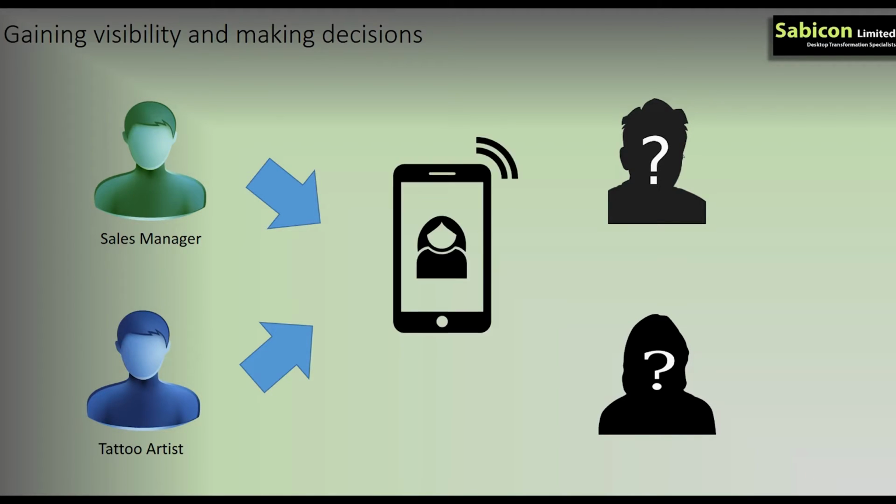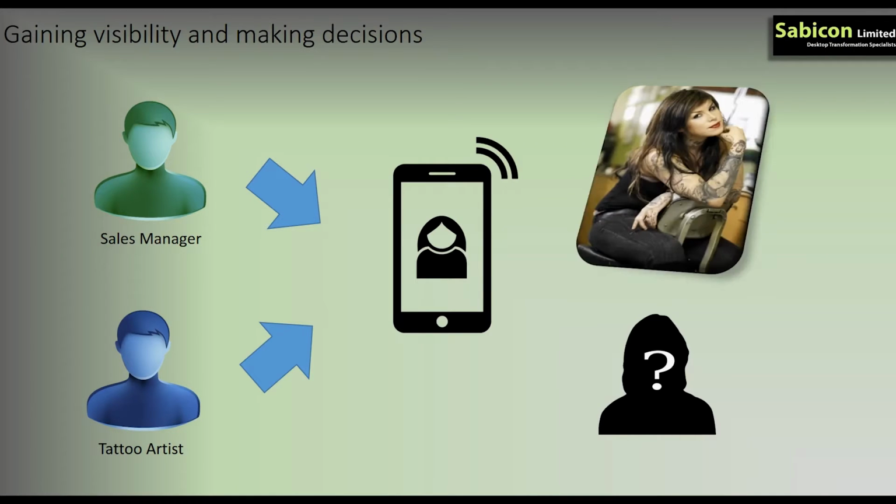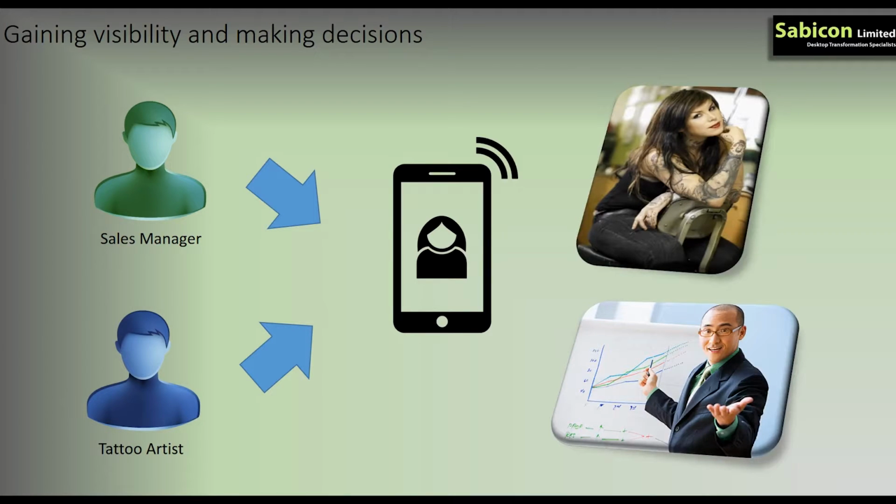So I may switch to using video conferencing. And on video conferencing I get a clearer picture of who I'm talking to, even though they're giving me the correct answers. And with a clearer picture I can make a better informed decision. Now, as to who should be the sales manager or the tattoo artist, I'll leave that up to you to decide. But more importantly, you get to decide with a clearer picture.